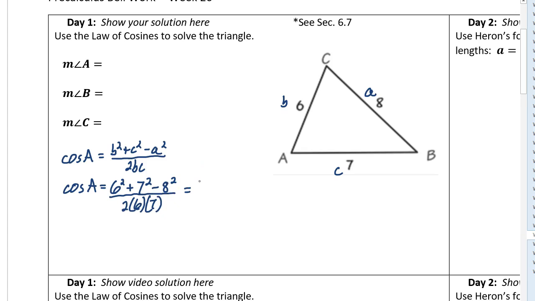Now let's figure out what that makes on a calculator. 36 plus 49 take away 64 makes 21. And in the denominator, 2 times 6 times 7 is 84. And 21 over 84 is 1/4, or the decimal 0.25. Now that's what the cosine of angle A is.